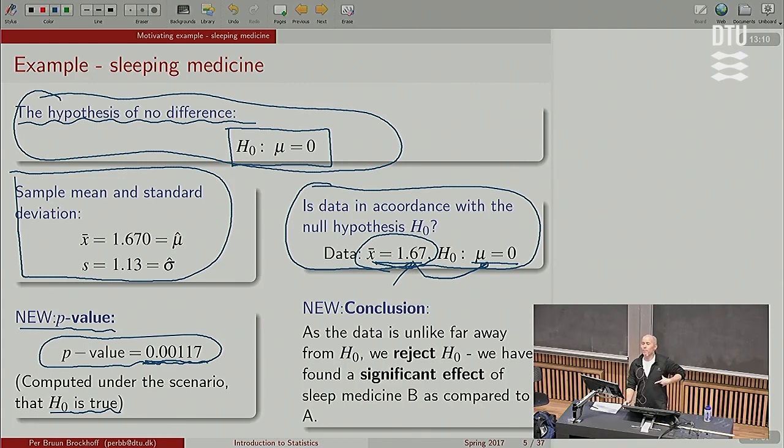What will that make me conclude? That will make me conclude that I don't believe in the null. I have proved the null wrong. I have provided evidence against the null. So I have proven the so-called significant effect of sleeping medicine A compared to B. I look at the number, I see A is larger than B, so that's my conclusion.